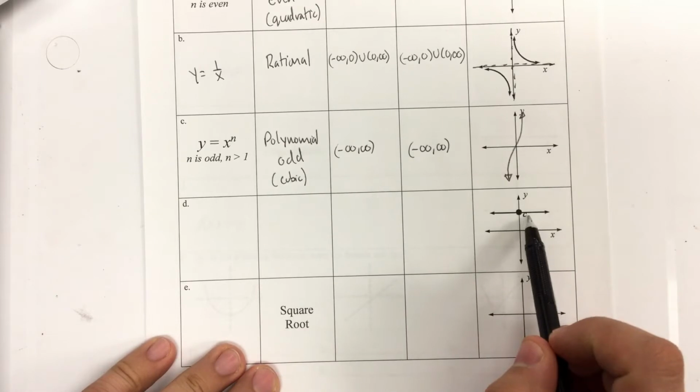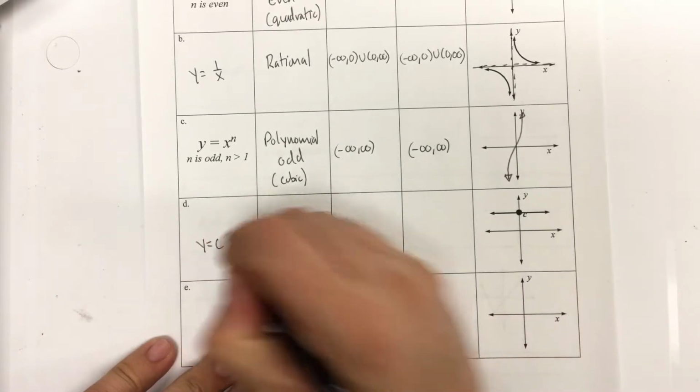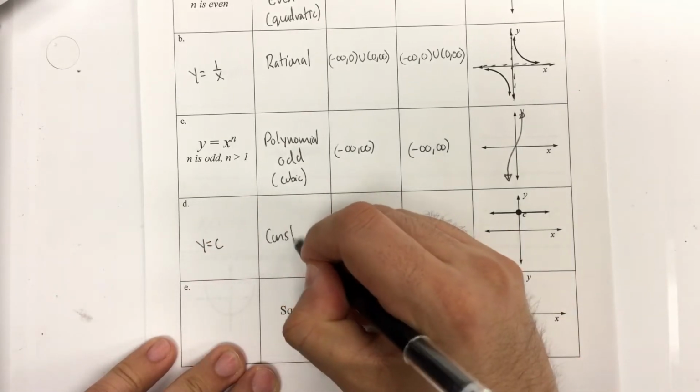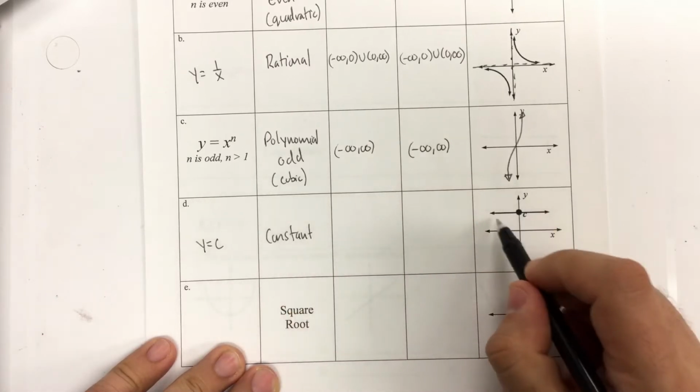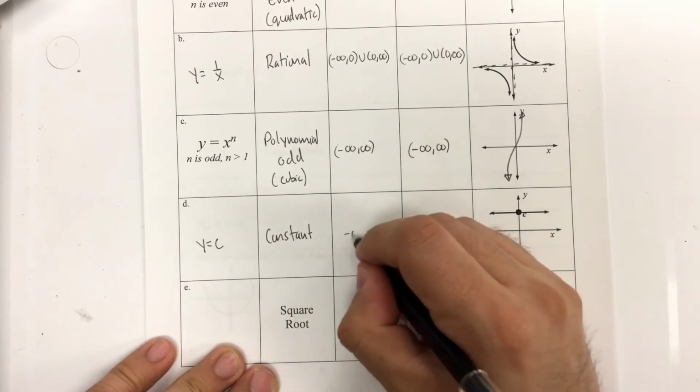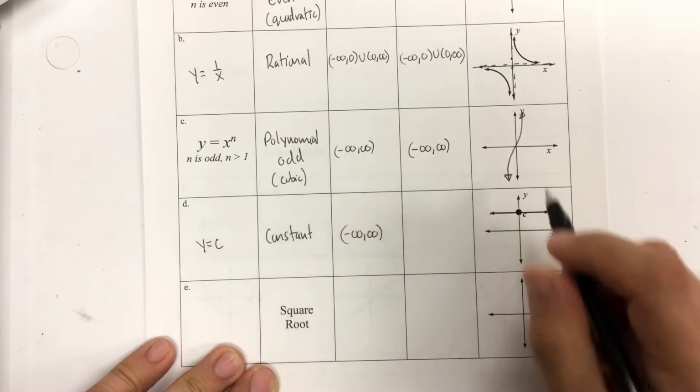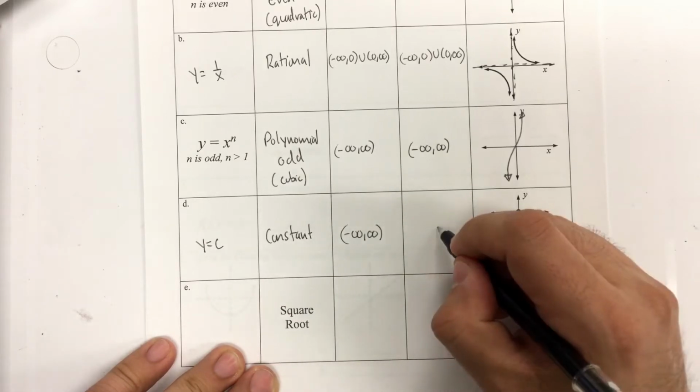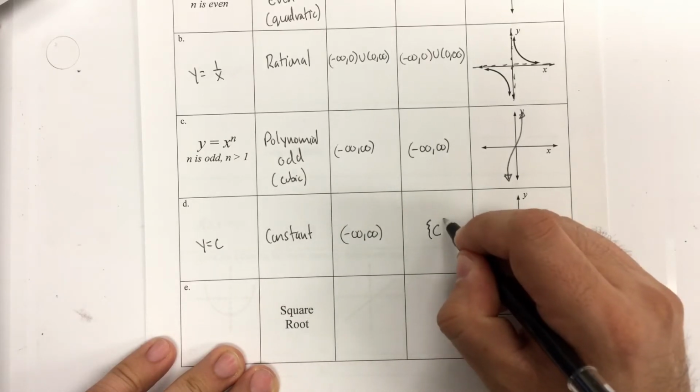This here is y equals c. We refer to this as the constant function. The domain is negative infinity to positive infinity. And the range is just this one number. I'm going to put it in braces because it's just one number only.